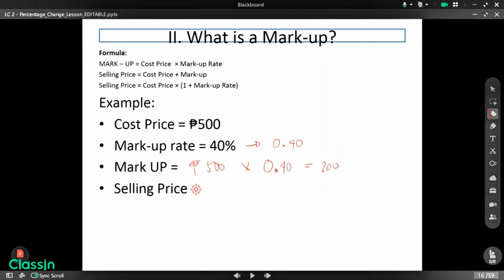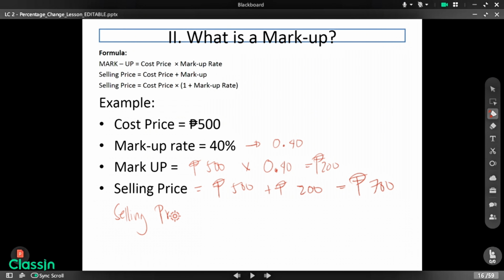And what about the selling price? We just simply add the cost price to the computed markup. So our selling price is 700 pesos.